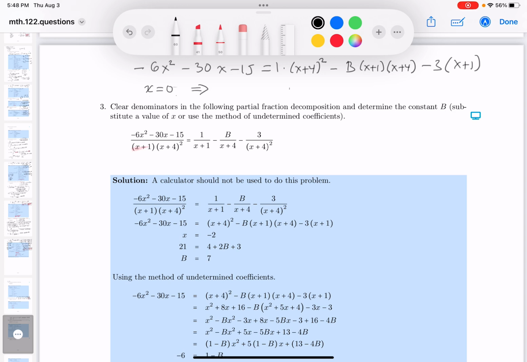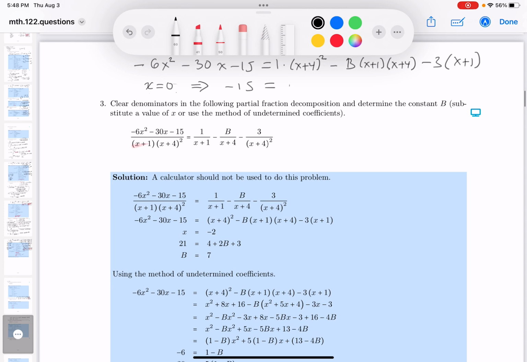What are you going to get? Should be easy to do, by the way. Minus 15 on the left side. What do you get on the right side? You're going to get 16. Minus b. I don't know what b is yet. Then you get 1 times 4. 1 times 4 is 4. Then you get minus 3 times 1, which is 3. This doesn't look bad. I'll write it down for you. Minus 15 equals 13 minus 4b. Take away 13 from both sides. You can get minus 28 equals minus 4b. And b is equal to the number 7.